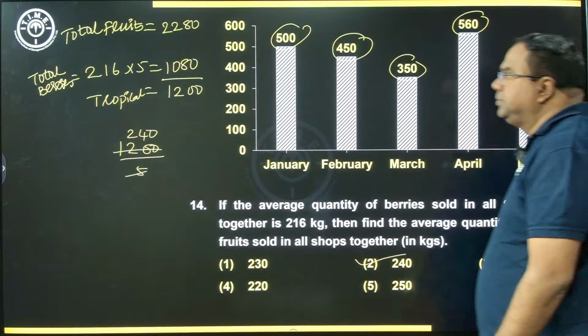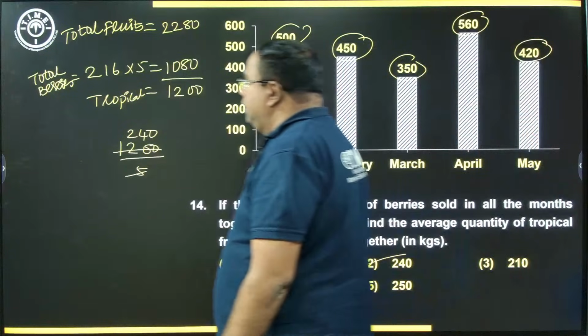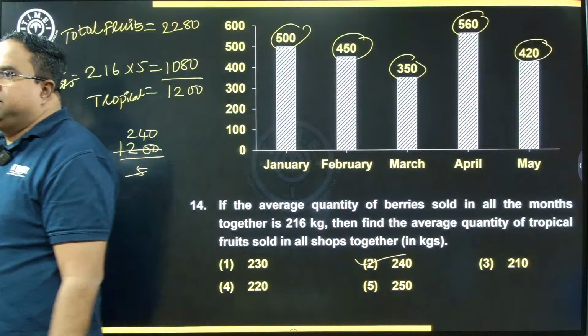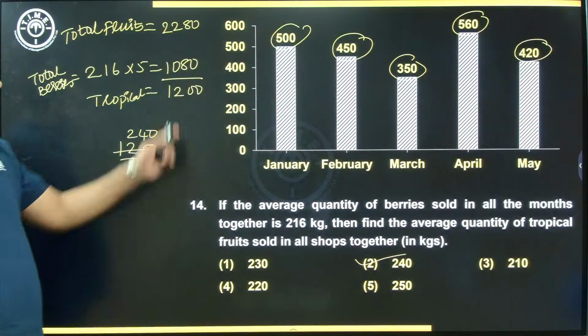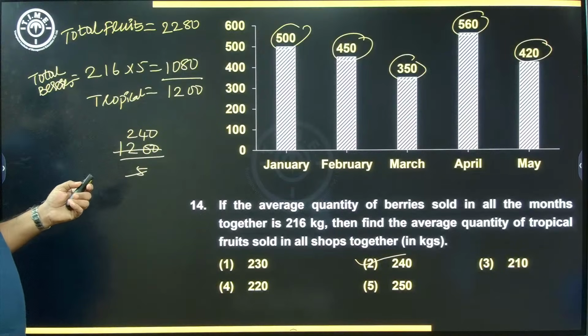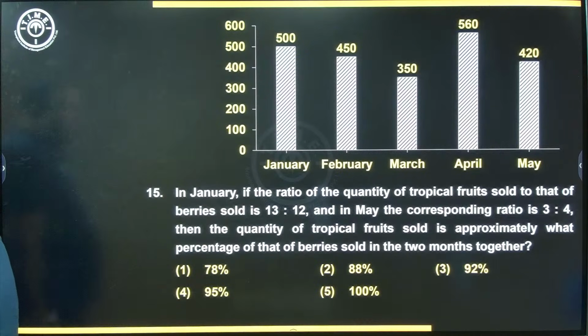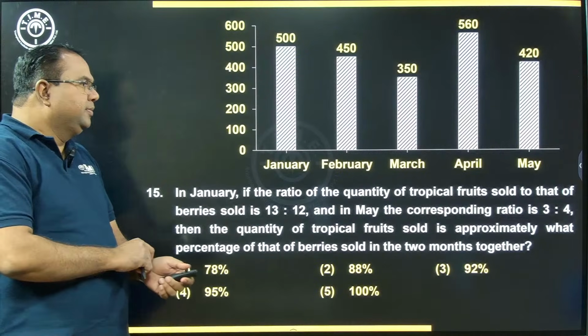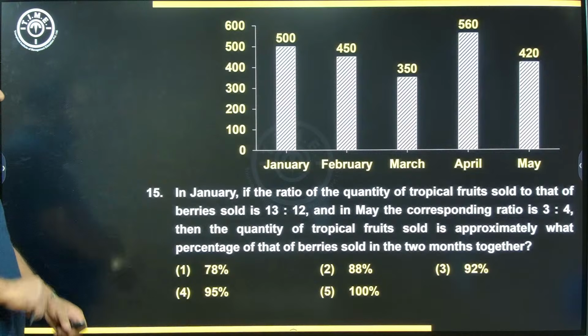Okay. Total berries will be average into 5 months, no? 1080. Total fruits add there, 2280. Tropical fruits will be 1200 if I subtract. 1200 by 5, 240. Last question from this set, students.